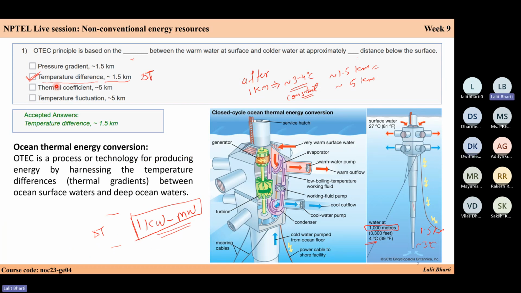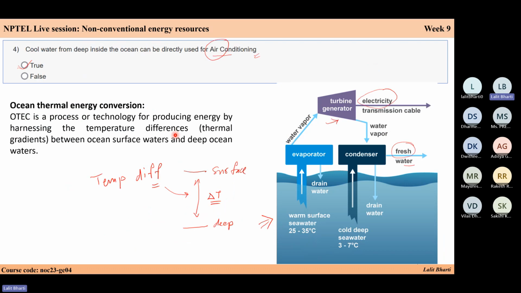The options are pressure gradient, temperature difference, thermal coefficient, and temperature fluctuations. In all these options, you know that these OTEC systems are based on the temperature difference. We have already seen this in the previous question. So it should be the difference between the deep sea temperature and the surface temperature.